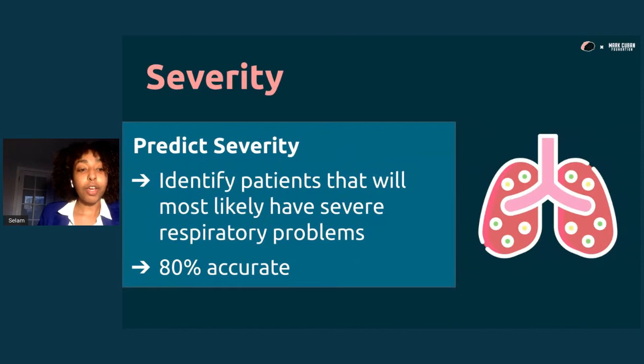So when looking at severity, there are currently AI tools being researched that are able to identify which patients will move on to have severe respiratory problems. Currently these AI models are 80% accurate, but researchers are still trying to push that to 90 and almost 100% accurate.